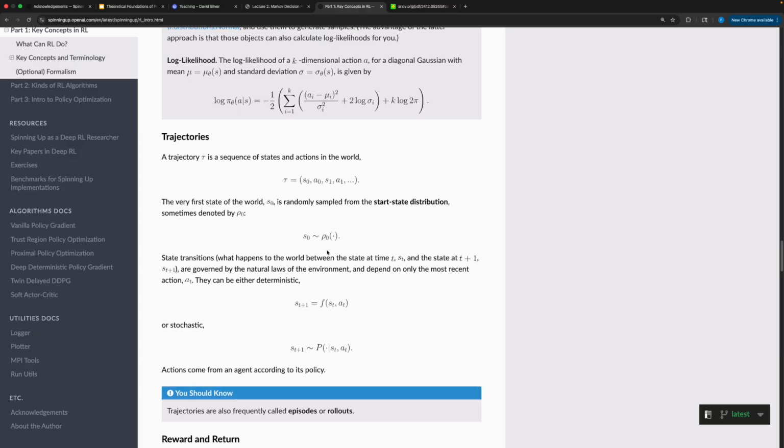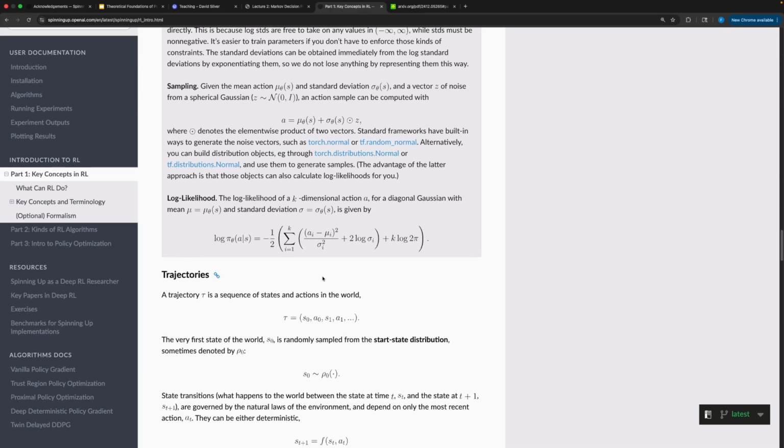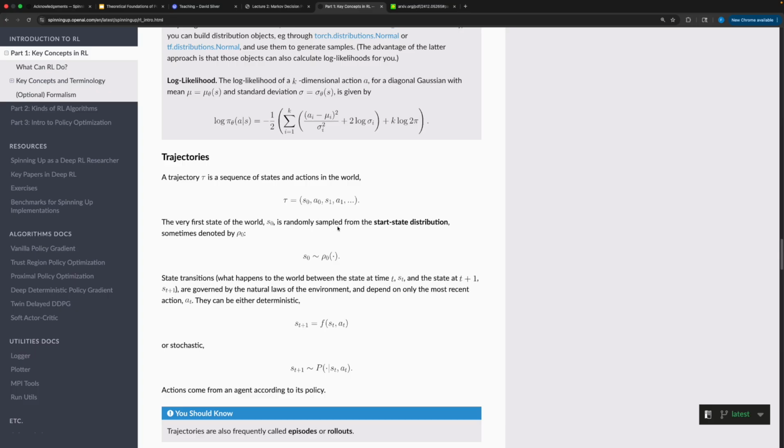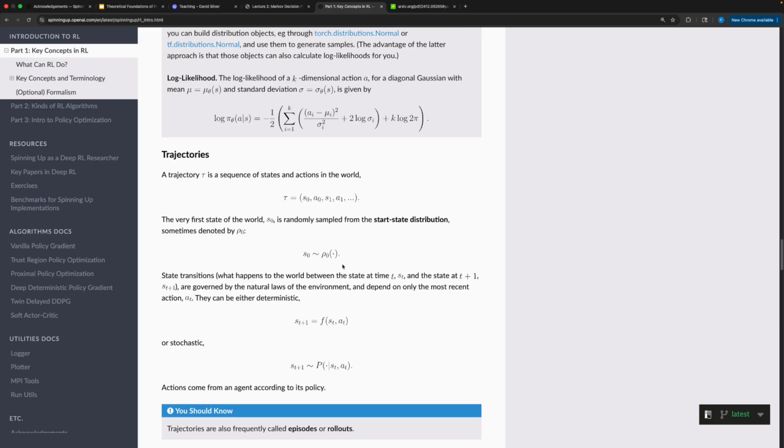at any state, the agent picks its action using its policy. If it's a stochastic policy, the action can be sampled. If it's a deterministic policy, it's a direct function. And at any state s_t, the policy gives you the action that's picked by the agent.